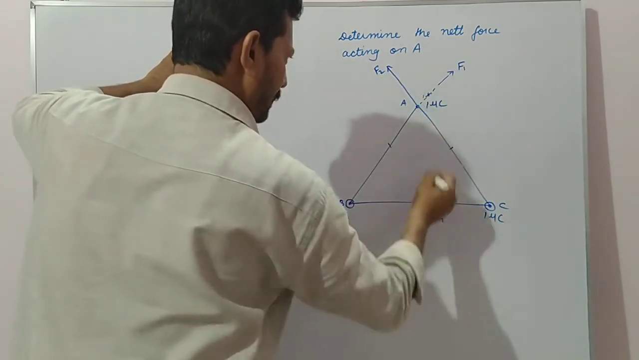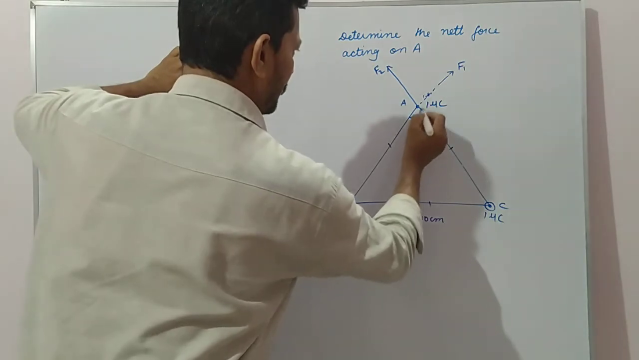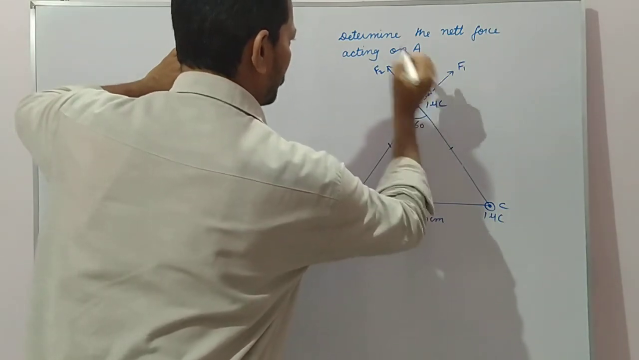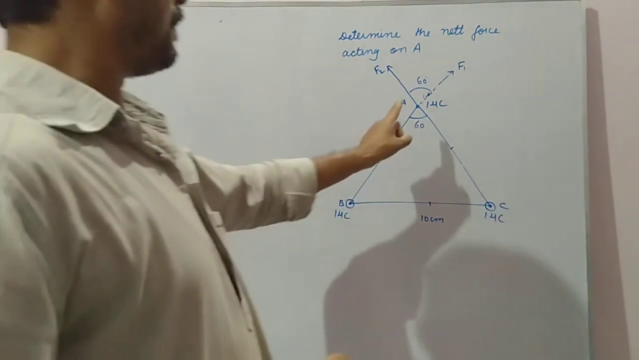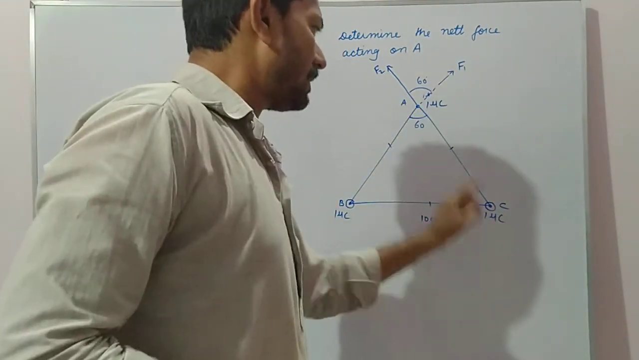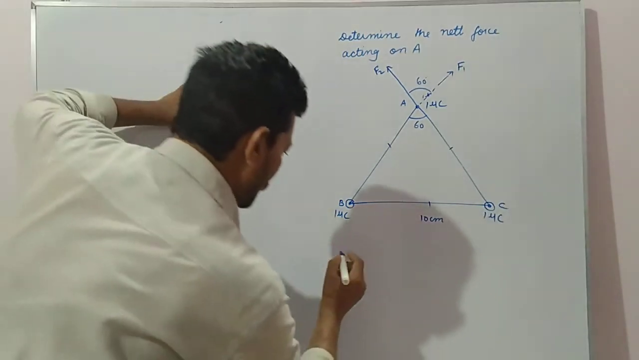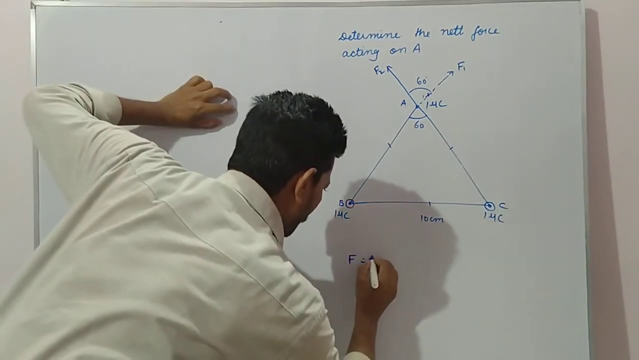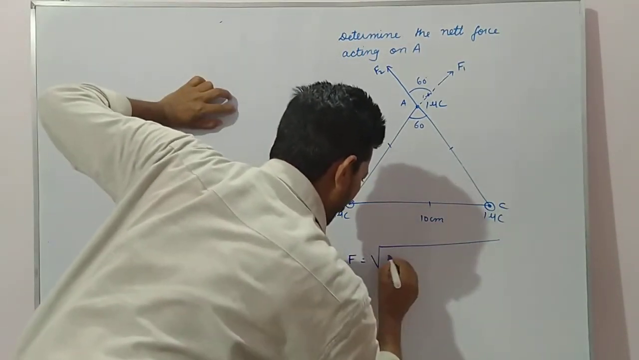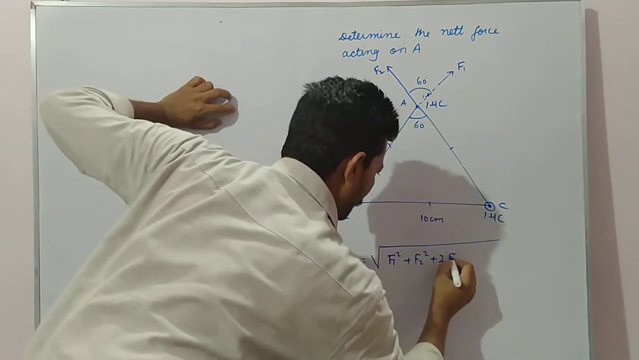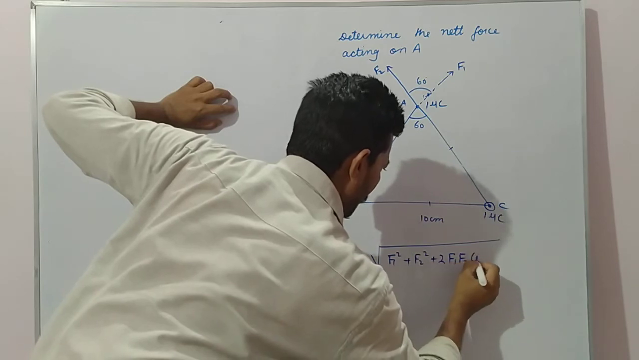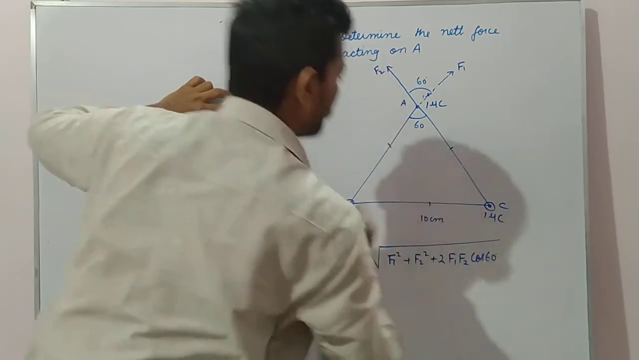As it is an equilateral triangle, this angle is 60 degrees, so this will also be 60 degrees. Now we have to find the net force acting on A, due to these two charges. So we can apply: net force F equals root over F1 square plus F2 square plus 2 F1 F2 cos 60 degree.